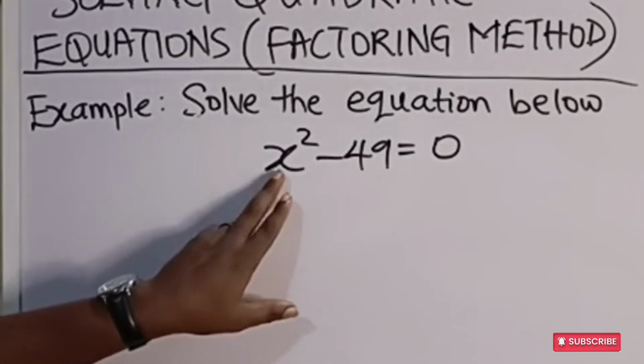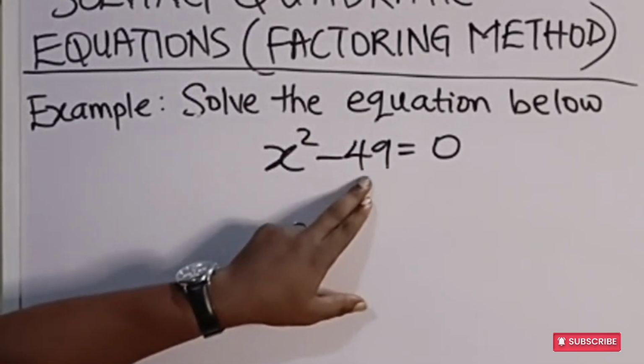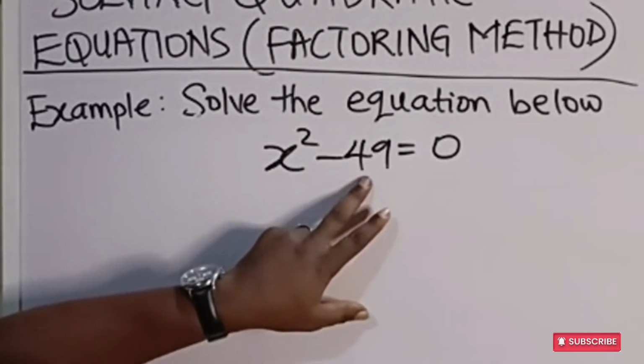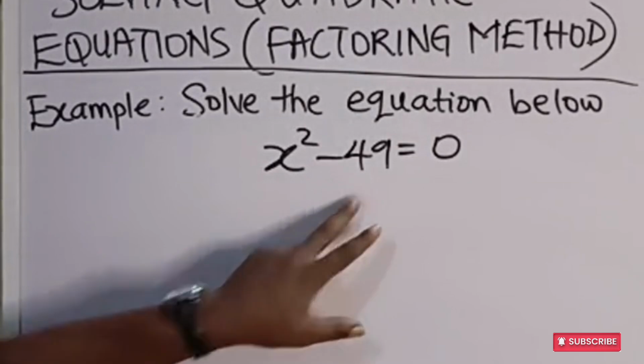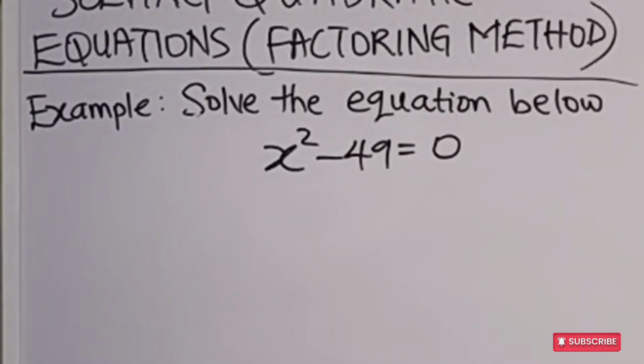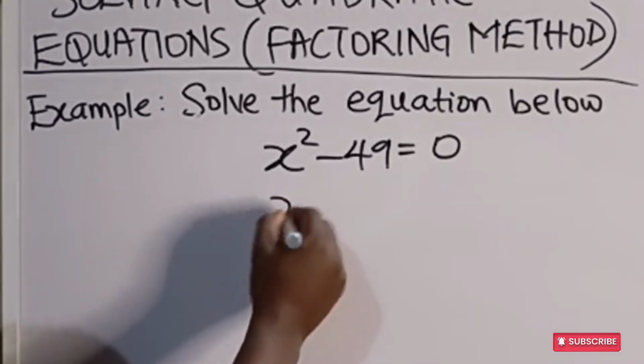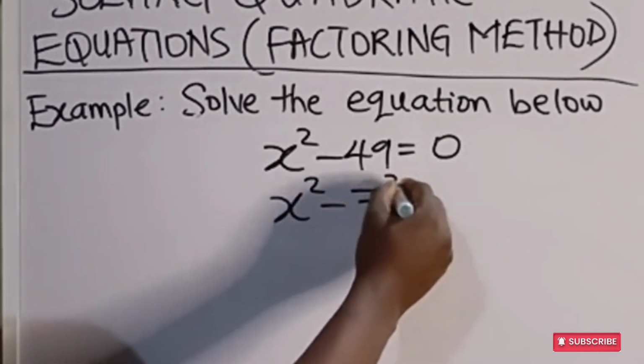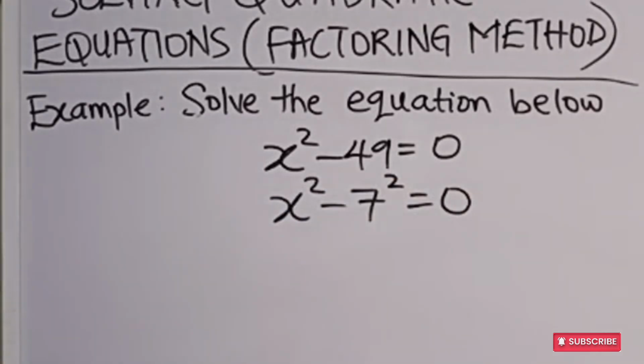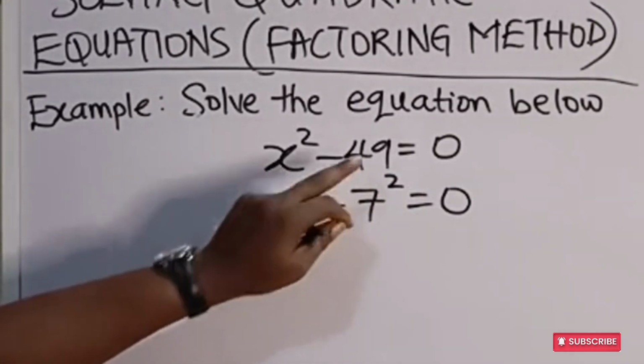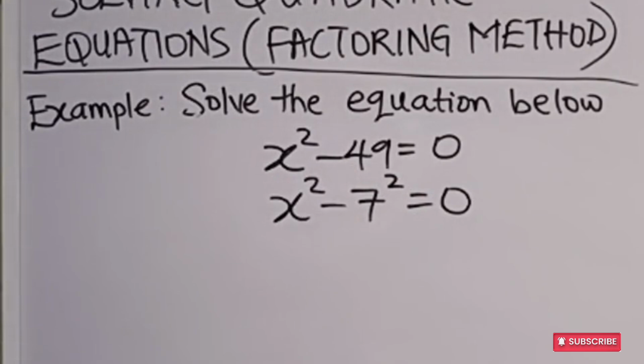Here we have difference, which is subtraction. Here we have a squared value, x squared. But over here, we don't have a squared value. 49 is not a squared value, but we can convert it to a square because 49 is a perfect square. A perfect square is a number whose square root is a whole number. So instead of having 49, we can simply have x squared minus 7 squared is equal to 0, because 7 squared is 49. 7 multiplied by 7 is 49. So we can replace 49 with 7 squared.